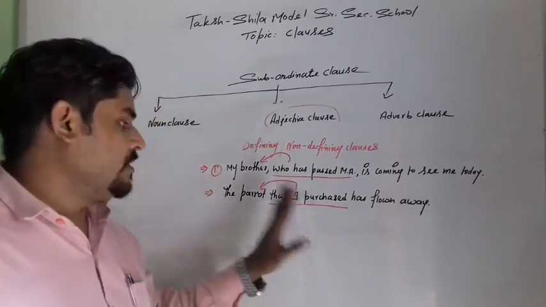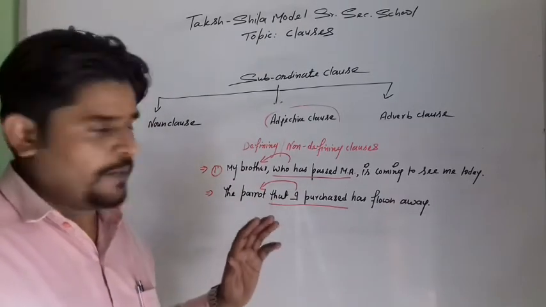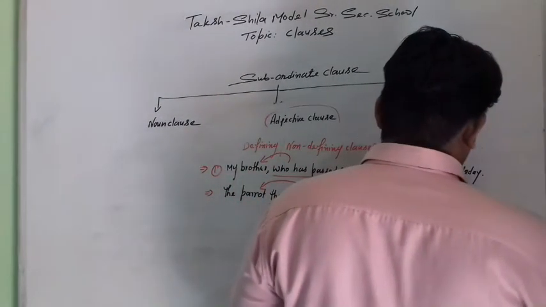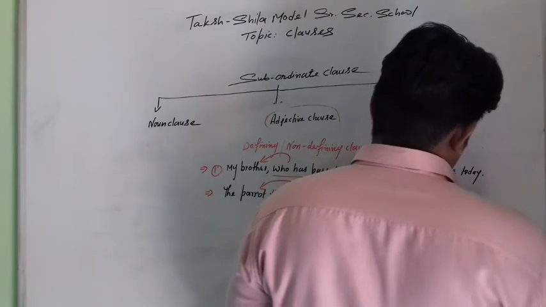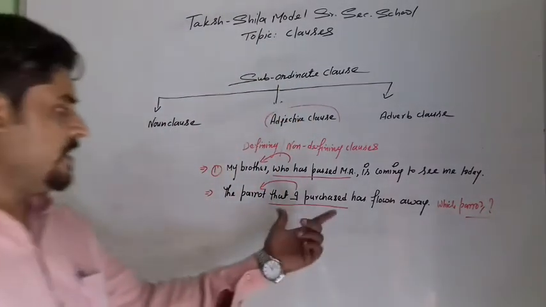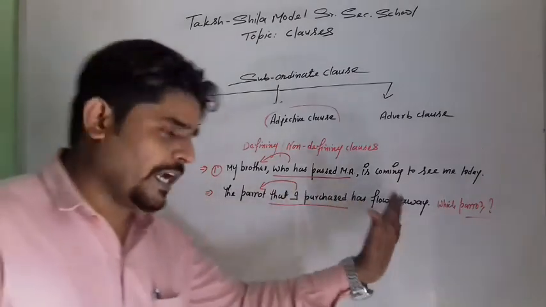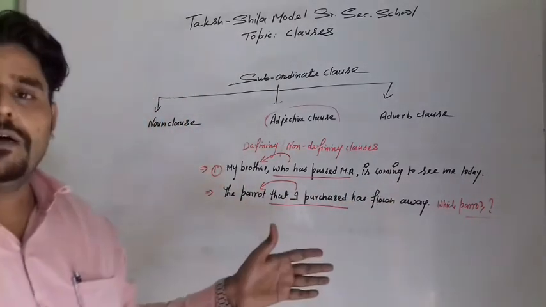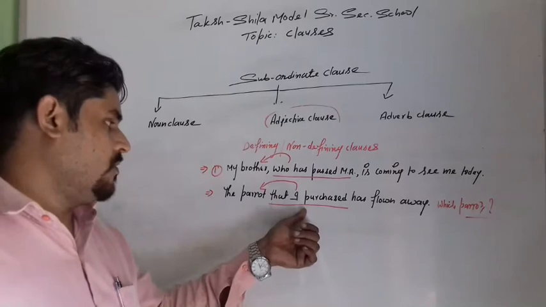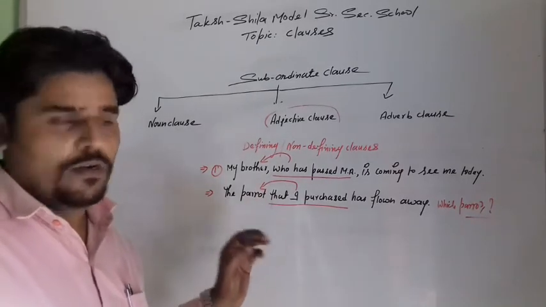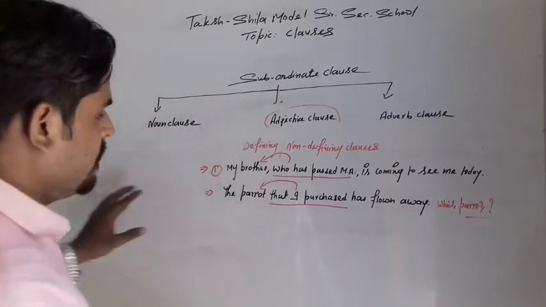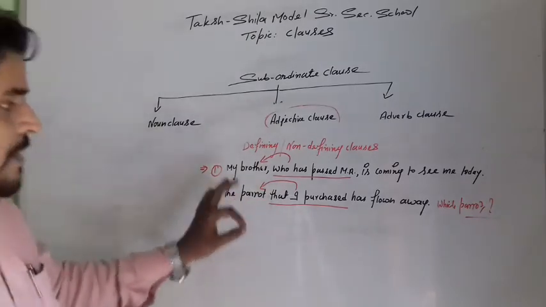Now, let us remove this clause, that I purchased, from the sentence. What happens? The parrot has flown away. Now, when we read the parrot has flown away, the thing that comes to our mind is, which parrot? Which parrot has flown away? When we remove this clause, the sentence stands incomplete or is not able to give complete sense. Hence, this is called a defining clause, because without the help of this clause, this sentence stands incomplete or is not able to give the meaning. It limits the meaning of the subject, parrot. Which parrot? That I purchased.